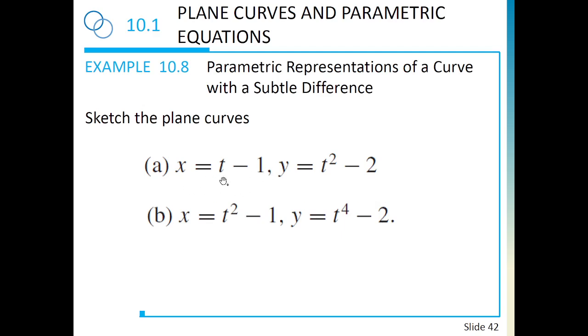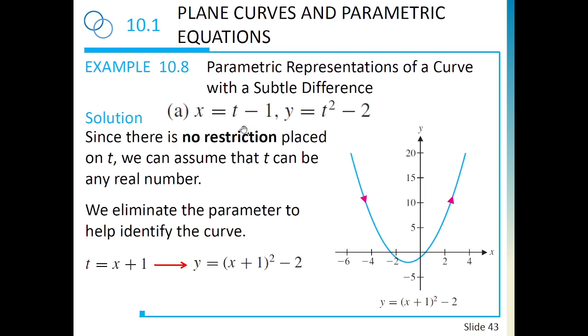Here x can go from -infinity to +infinity. Here x goes from -1 to +infinity. So that's different. These two curves are actually different. We see it immediately, even though they look similar.